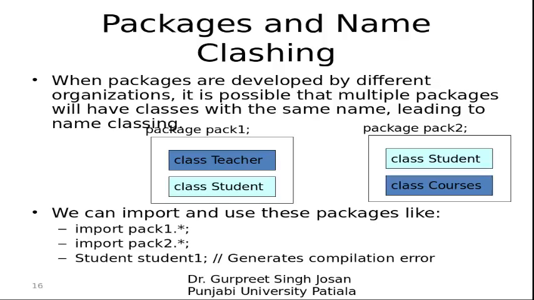And if I try to write in my program student1, it will create a compile time error, because now the system does not know if student1 is an object of the class from pack1 or an object of the class from pack2. So this is now name clashing.